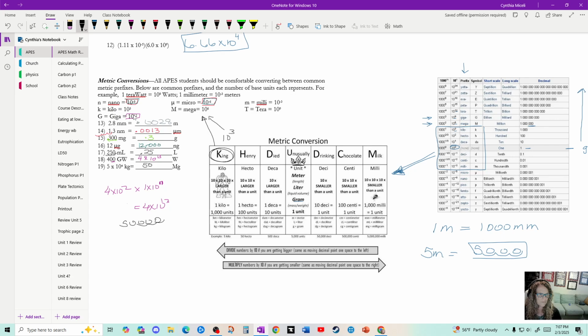Right? 1, 2, 3, 4. And we're going to divide it by 1,000. So I just take those 3 zeros away, and that leaves us with 50. Phew, that was horrible. There is tons of practice everywhere, online, everywhere, to do these scientific notations and these metric conversions. So if this is hard, it's okay.